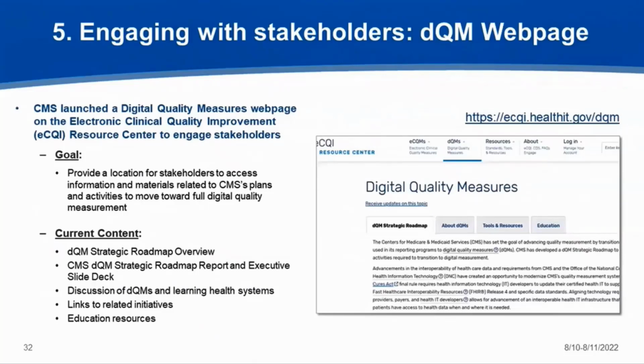We have also, earlier this year, published a digital quality measures page on the eCQI Resource Center. The URL is provided here. It provides some baseline information about the approach, about the roadmap itself. It also provides more detail about some of the non-data standardization arenas that we're considering for implementation, and provides links to other resources and tools. We expect to be updating this as we proceed down the path of the roadmap in the coming months and years. Next slide, please.